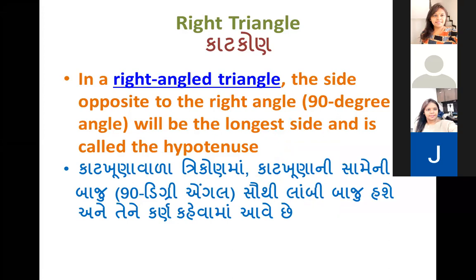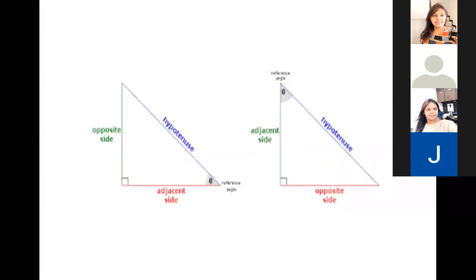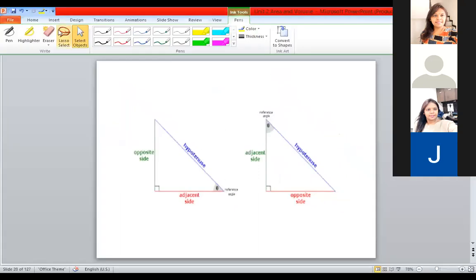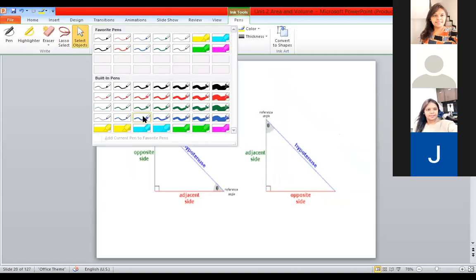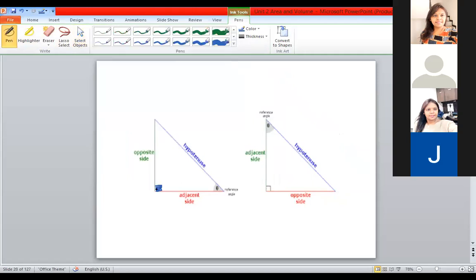There are some properties. If you have any right angle triangle with a 90 degree angle, the side opposite to the 90 degree angle is the longest side of the given triangle. That means, look here, this is your 90 degree, and its opposite side, this hypotenuse, is always the longest side among all of these.